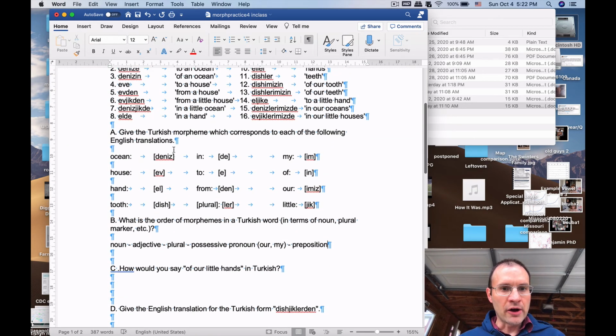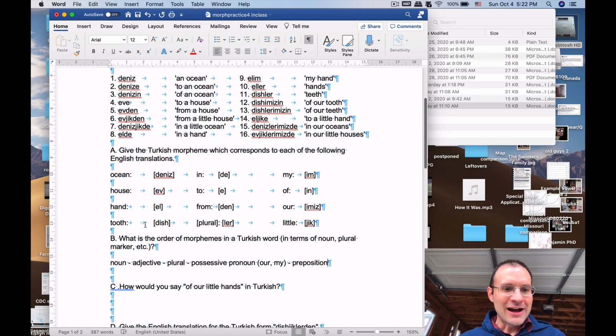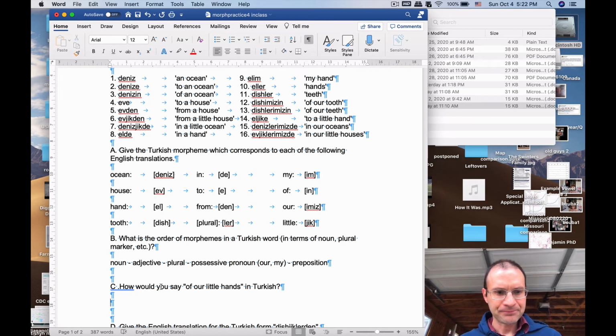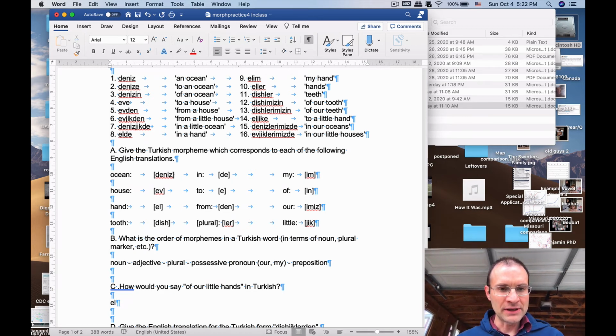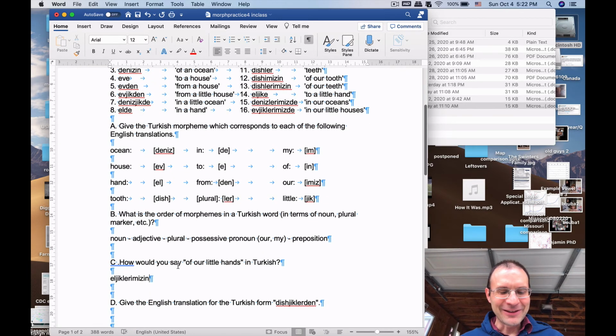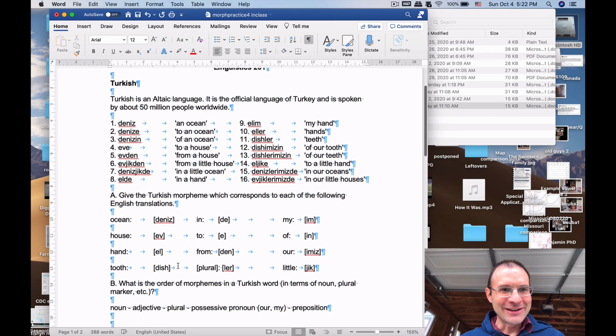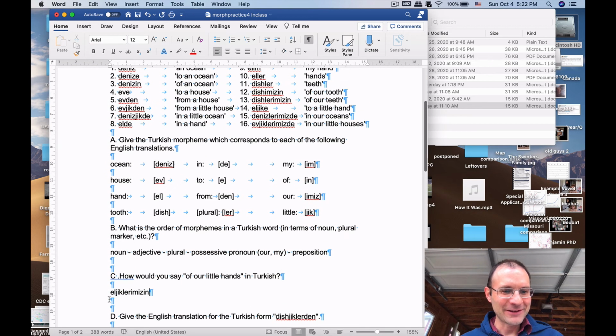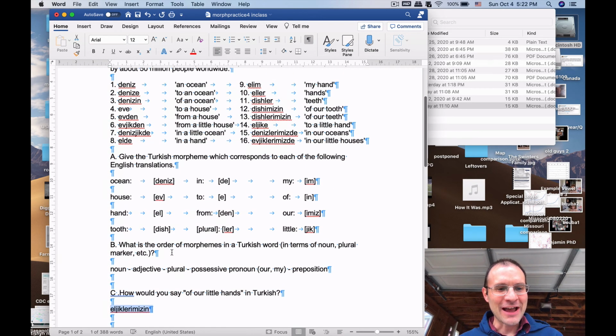How would you say "of our little hands" in Turkish? So let's try to follow the order we just figured out and also the various morphemes. For hand, we've got el. And then right after that, we need the adjective cik. And then the plural is ler. And then the possessive pronoun is imiz. And then the last is in, like that. Elciklerimizin. I hope I said that okay. Don't speak any Turkish, but you probably either do or know somebody who does. But I think that's going to be close enough for this exercise. It should look like that.